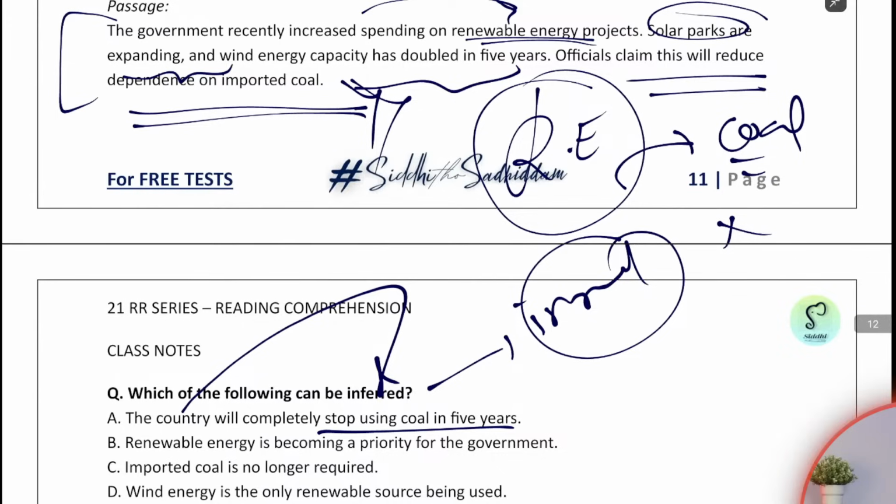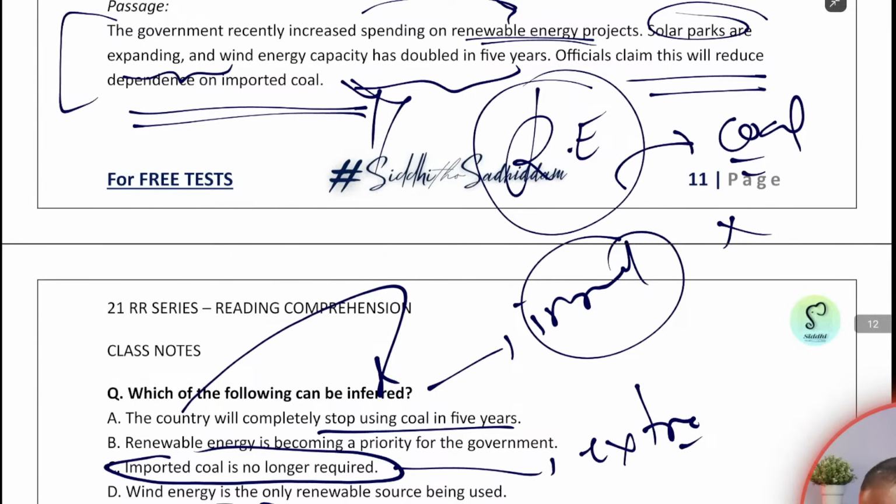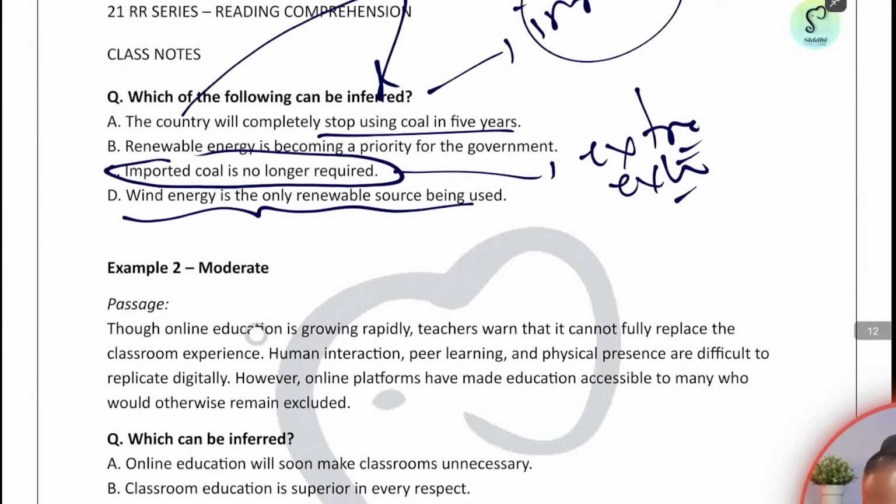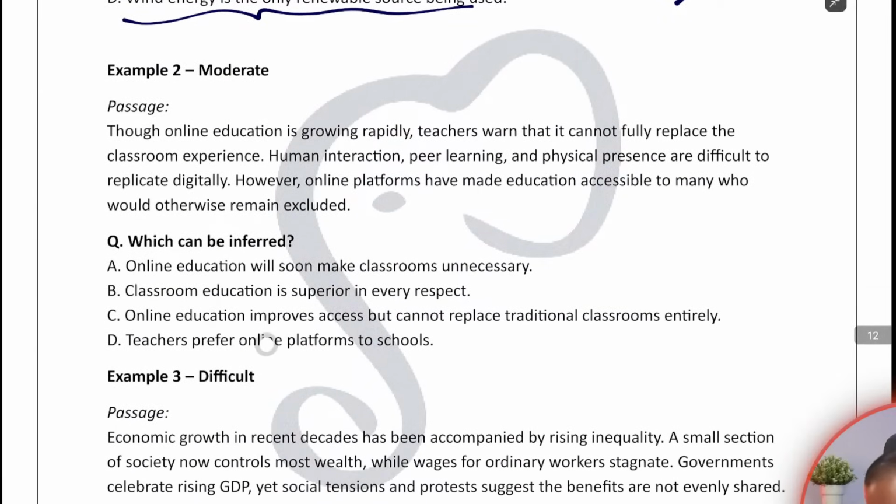This is wide. Imported coal is no longer required. This is again an extreme option. Wind energy is the only renewable source. This is also an extreme option. Whenever you have extreme answer choices, please mark them as wrong. Okay. Now, please look at the second question. This is slightly moderate in nature.